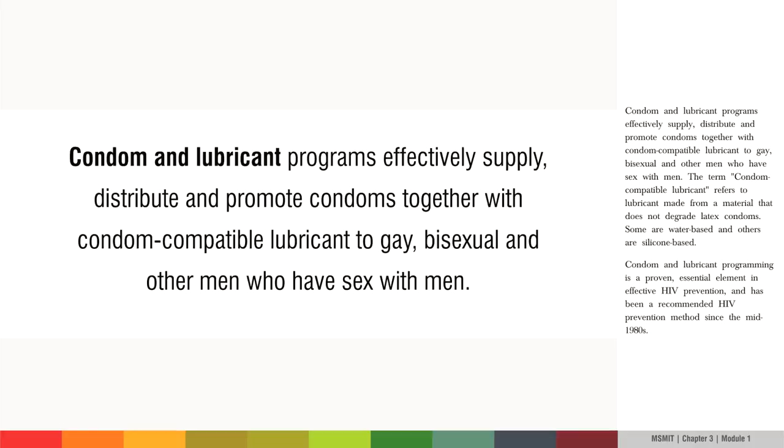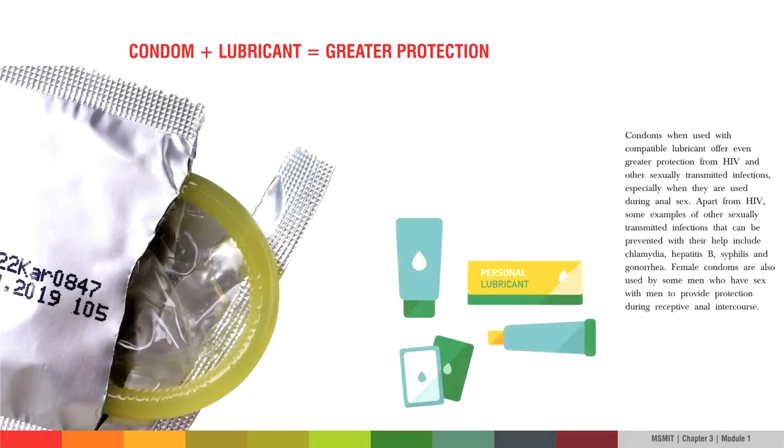Condom and lubricant programming is a proven essential element in effective HIV prevention and has been a recommended HIV prevention method since the mid-1980s. Condoms, when used with compatible lubricant, offer even greater protection from HIV and other sexually transmitted infections, especially when they are used during anal sex. Apart from HIV, some examples of other sexually transmitted infections that can be prevented with their help include chlamydia, hepatitis B, syphilis, and gonorrhea.